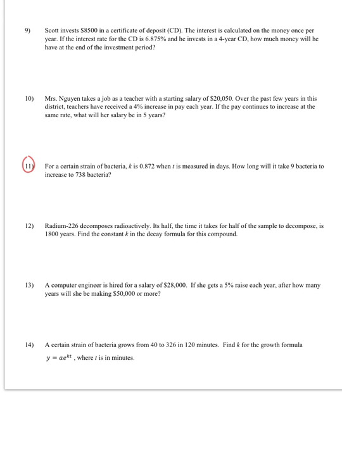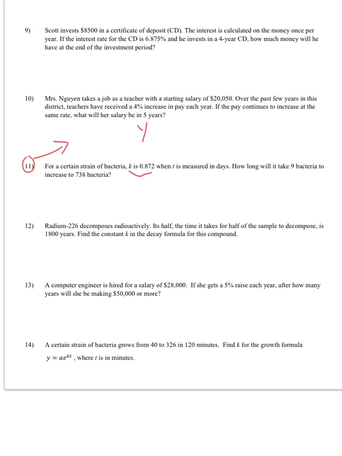Okay, we're going to take a look at number 11 here. It says for a certain strain of bacteria, K is 0.872 when T is measured in days. How long will it take 9 bacteria to increase to 738 bacteria? So obviously they're giving us K in this one. Okay, so we know we're going to use, and I'm going to do number 11 up above here.